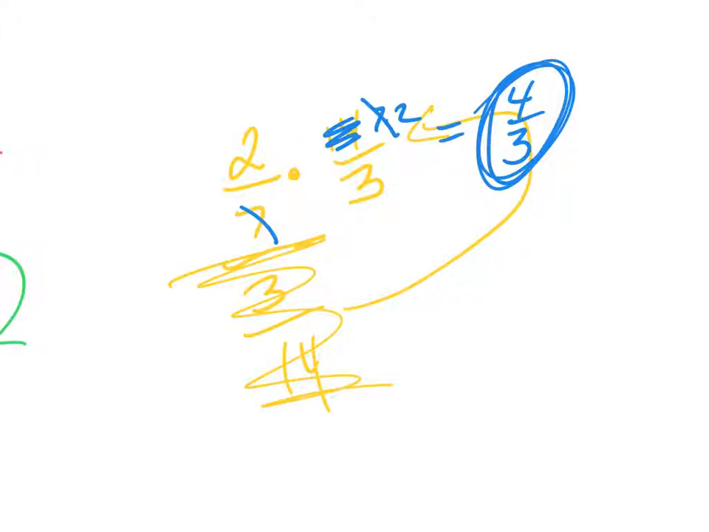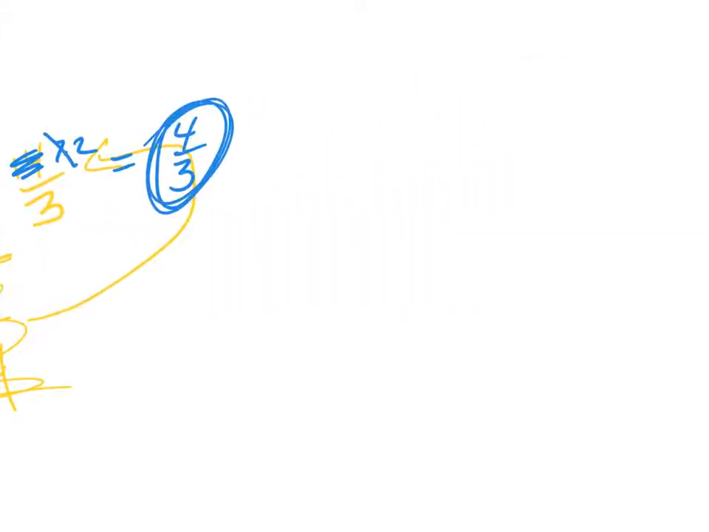Smarter. Okay, let's do one more like that. You ready? 1/7 divided by 3/21.